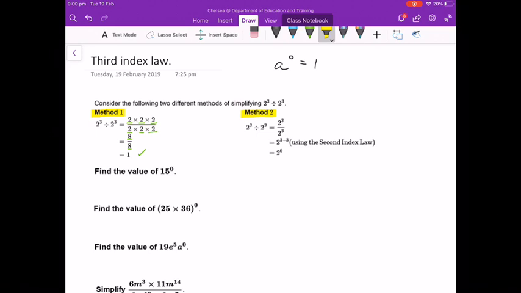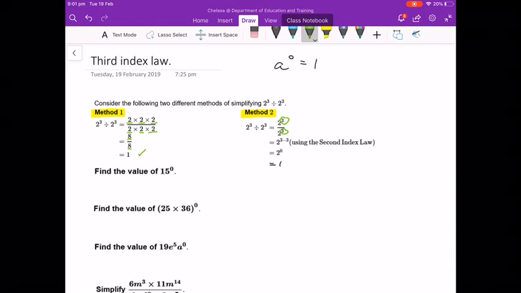Let's look at the same question using method 2. 2 to the power of 3 divided by 2 to the power of 3. Now if you use the second index law, you should know that you actually subtract the indices. And 3 take 3 is 0. And again, 2 to the power of 0 also equals 1. So that is method 2.